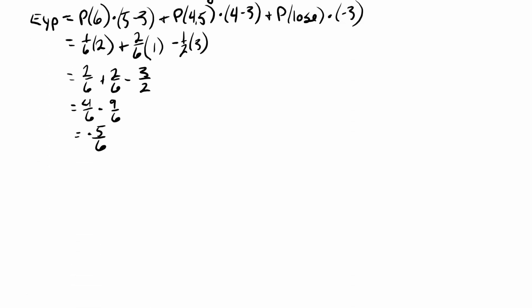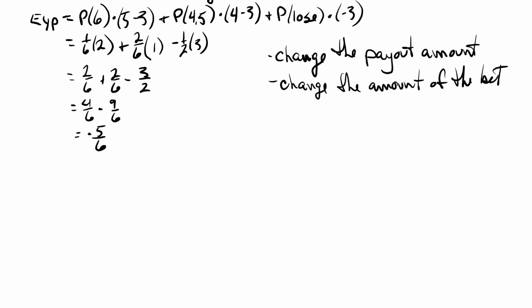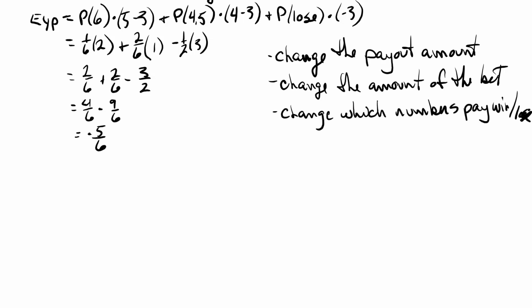To change the expectation, I could either change the payout amount, or I could change the amount of the bet, or I could change which numbers pay for a win. We've already learned in calculating expectation that if we set expectation equal to 0, then we can figure out what the cost to play the game should be. So that's one approach that would solve our problem.